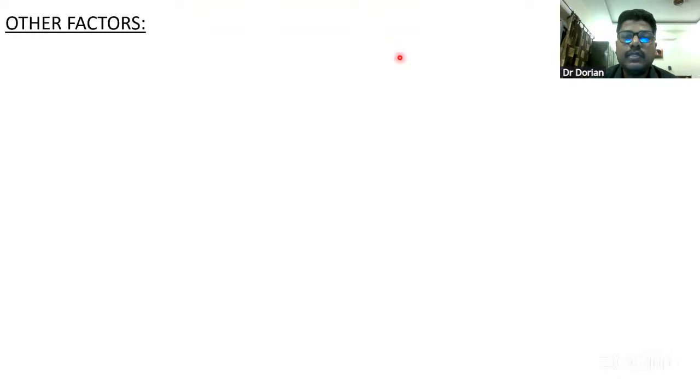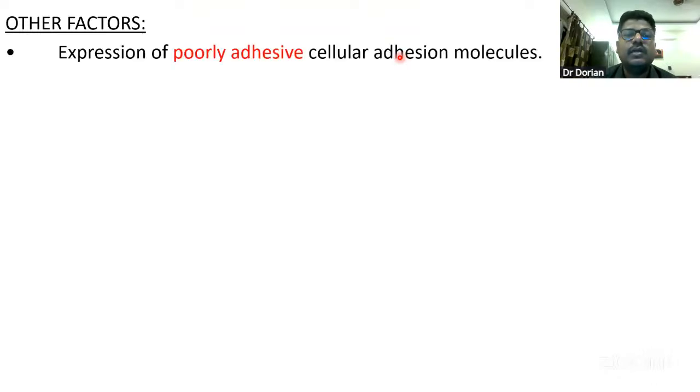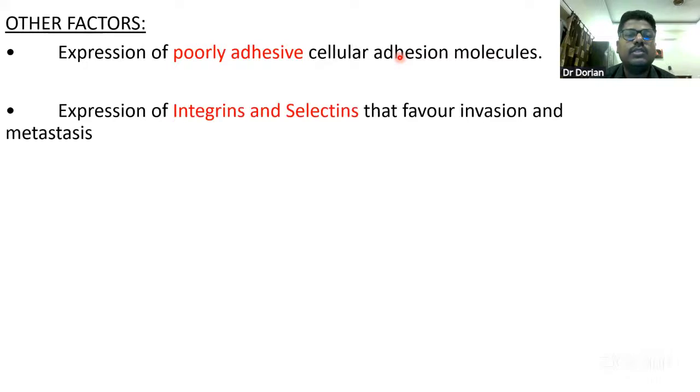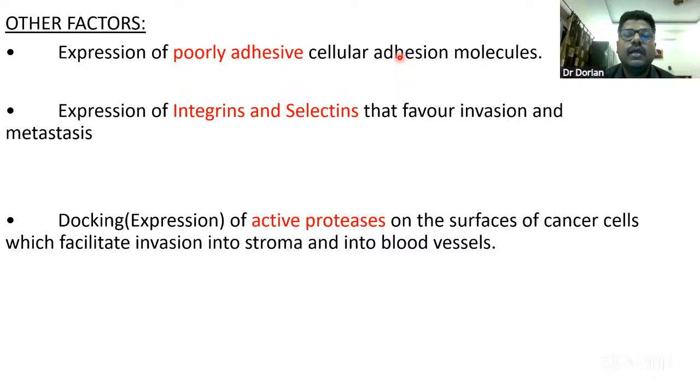APC gene mutation is characteristic of colorectal cancer. 85% of colorectal cancers have APC gene mutations. The other factors are expression of poorly adhesive cellular adhesion molecules, expression of integrins and selectins that favor invasion and metastasis, and docking, this latest concept. Active proteases are present on the surface of cancer cells, which degrade the matrix metalloprotease, the matrix enzymes and the matrix components, and enables the cancer cell to reach the blood vessel.